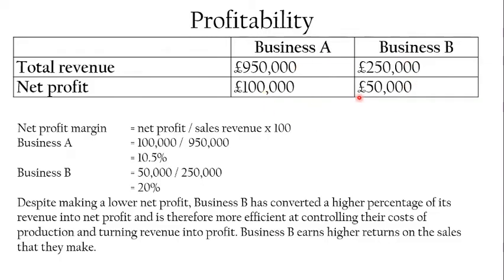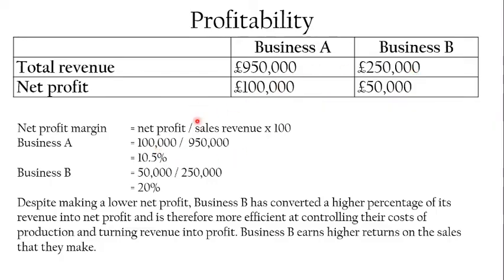We've got business A and business B. Business A makes revenue of £950,000, makes profit of £100,000. Business B earns lower revenue and lower profits, as you would expect. But which company would be better to invest in? Well, we could measure the efficiency with which the business is turning its revenue into profit. It's unfair to compare the profit figures because these businesses are different sizes.